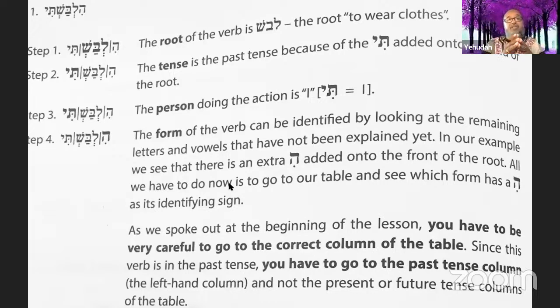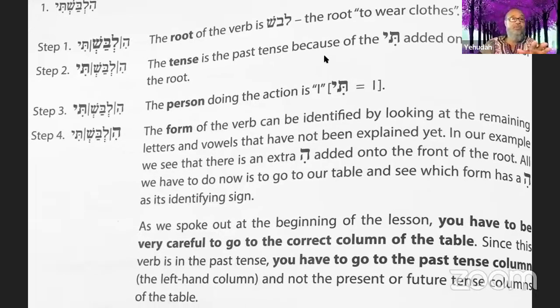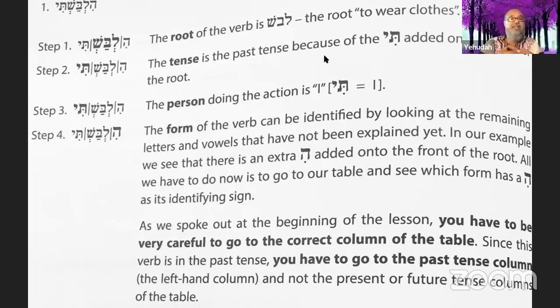So as you can see, systematically, everything is about different pieces. You got your roots, you got your tenses, you have your persons, and now the last part is your form. The form of a verb is identified by looking at what remains after. So once we found out who the root is, that's scratched off the list. That's the first step that we took. We scratched it off the list.